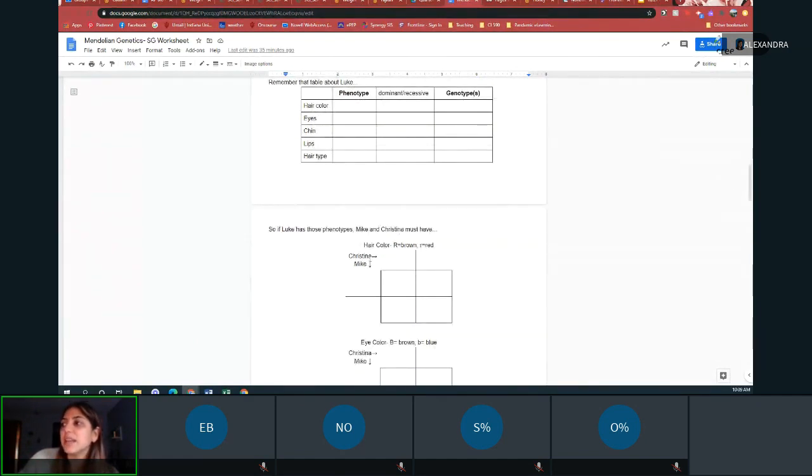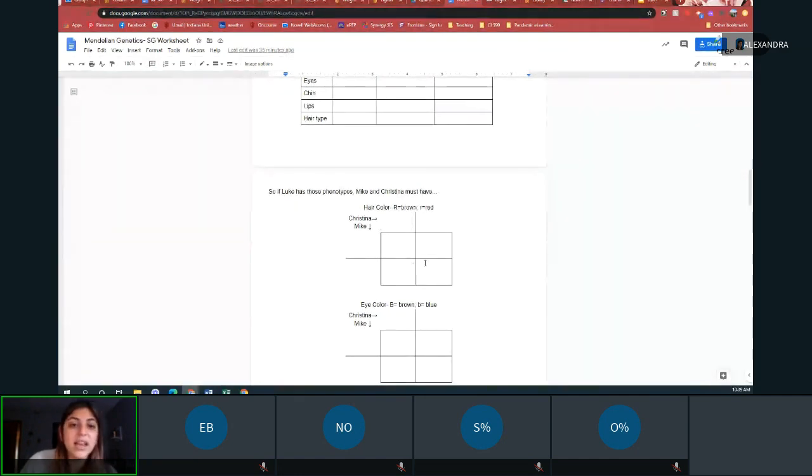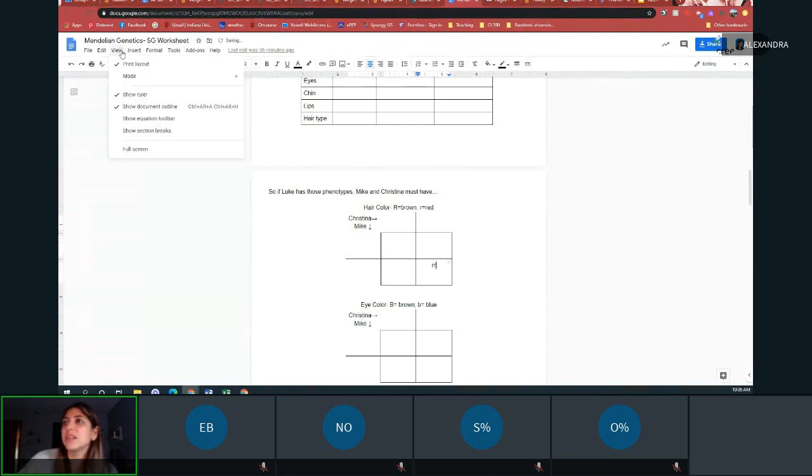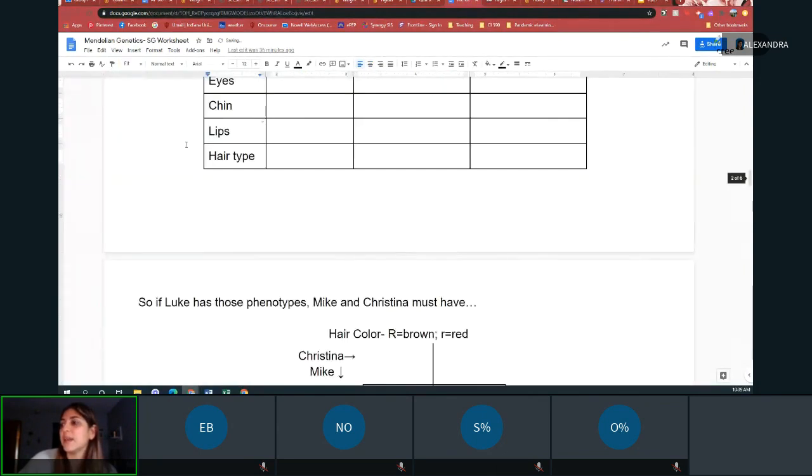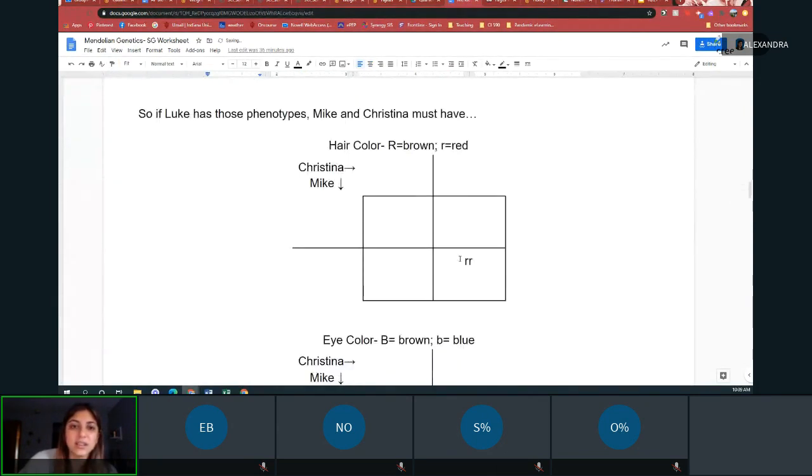And so there's these blank Punnett squares, and we're going to kind of work backwards. So for example, we're going to start right here. And we know that in order for Luke to have red hair, he needs to have the genotype little r, little r. So I'm going to put it in that bottom box just because it's easier. And so we're going to work inside out. There we go. Perfect. This is what I wanted. So we're going to have little r in this box.